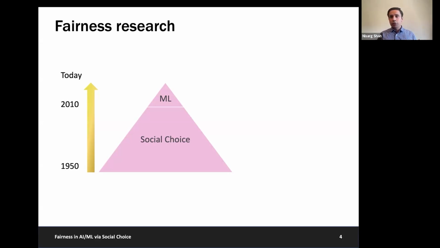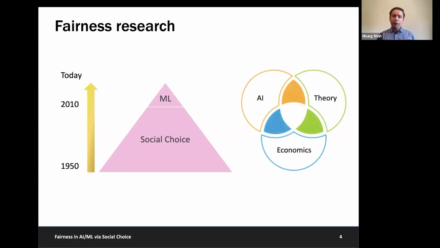And so what we want to do in this tutorial is survey this area broadly defined as social choice for AI, applying social choice ideas to AI applications. And we are particularly going to focus on fairness. And nowadays, this literature in social choice on fairness is explored not just from the traditional economics field where social choice theory came from, but also in AI, theoretical computer science, and several other fields like political science, philosophy, and psychology.